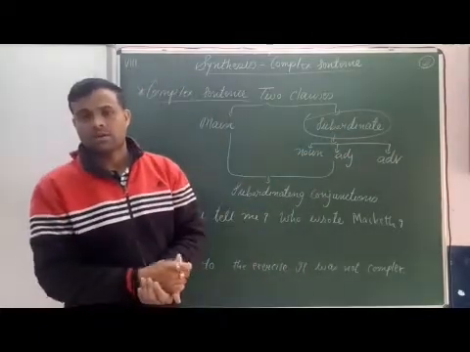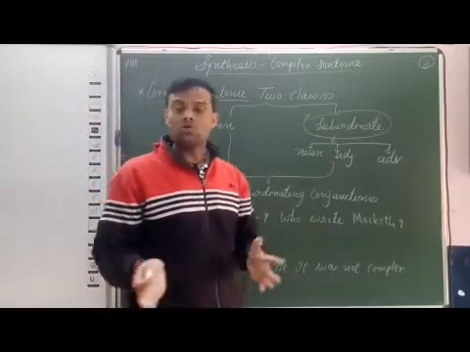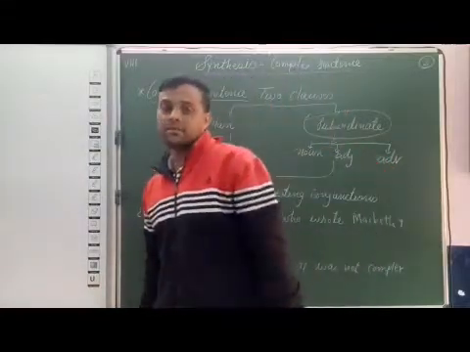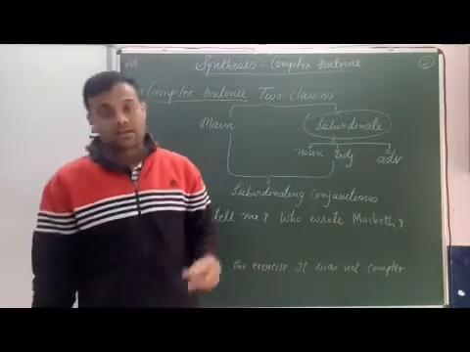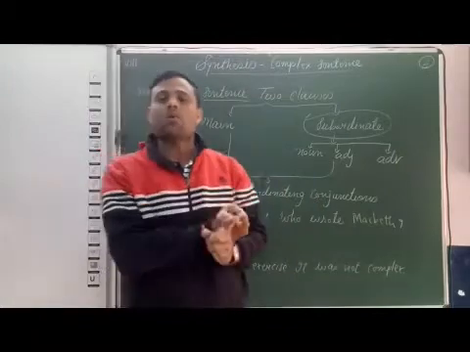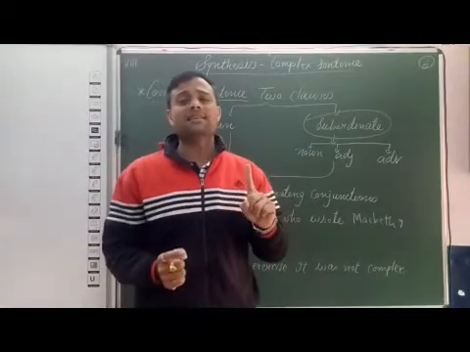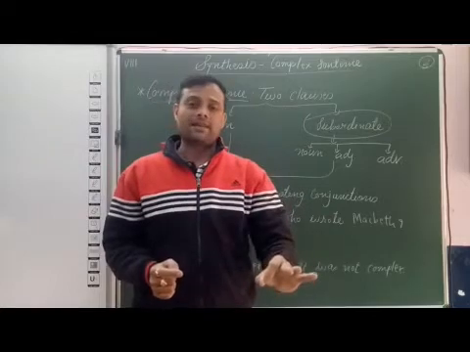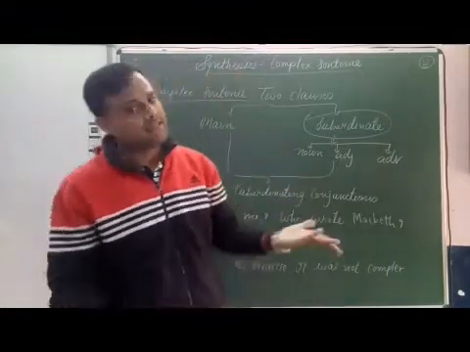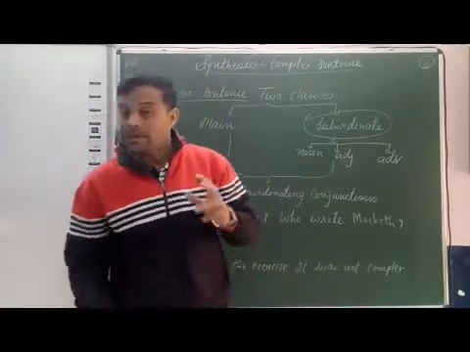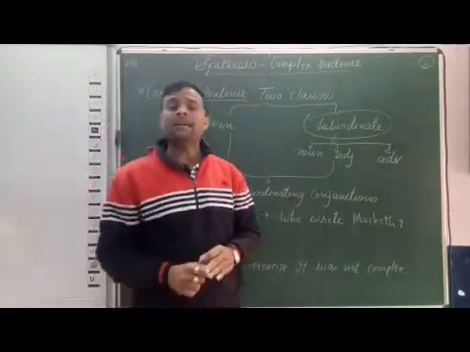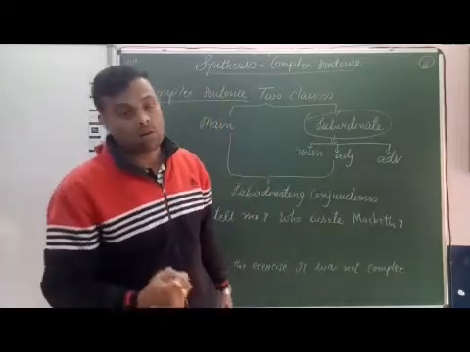Now students, we also learn how to combine two sentences into one complex sentence. When we combine two or more sentences into one without using a conjunction, then it is a simple sentence. When we combine two or more sentences with a coordinating or correlative conjunction, then it is a compound sentence. And when we combine two or more sentences by using a subordinating conjunction, the sentence will be a complex sentence.